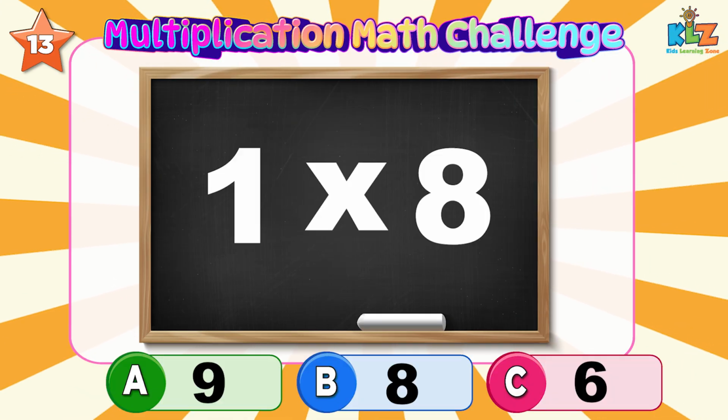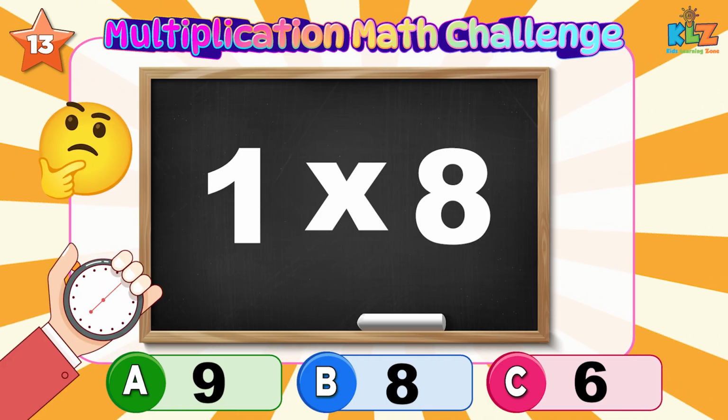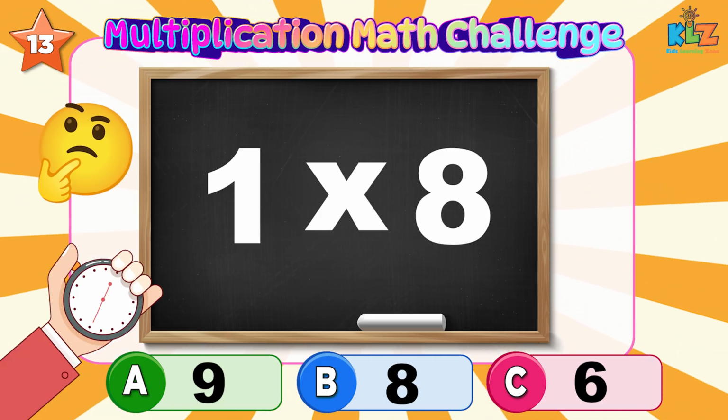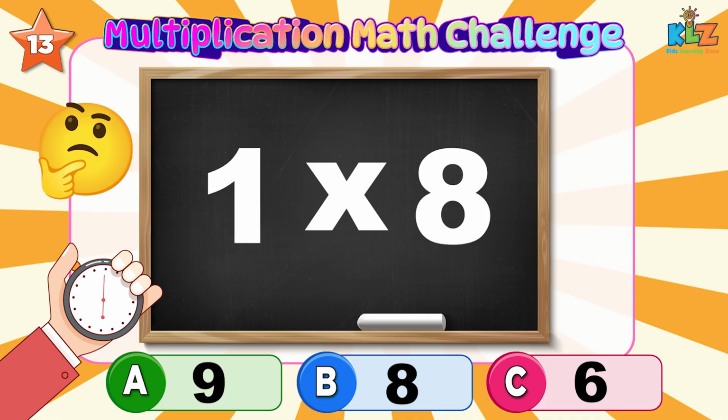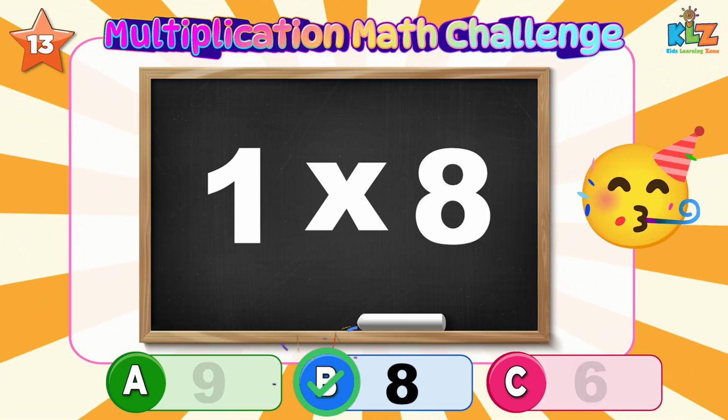What is 1 multiply 8? Think fast. You have 5 seconds. Correct answer, option B, 8. Fantastic.